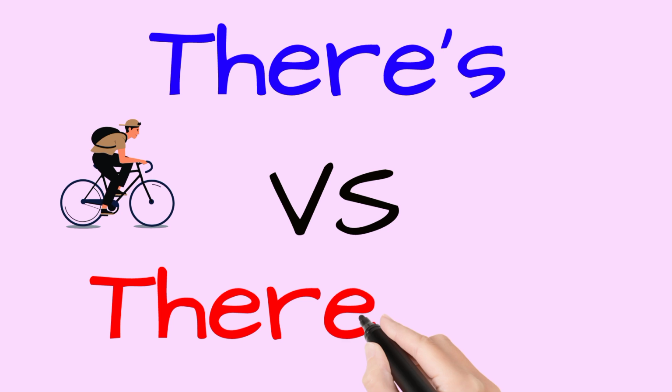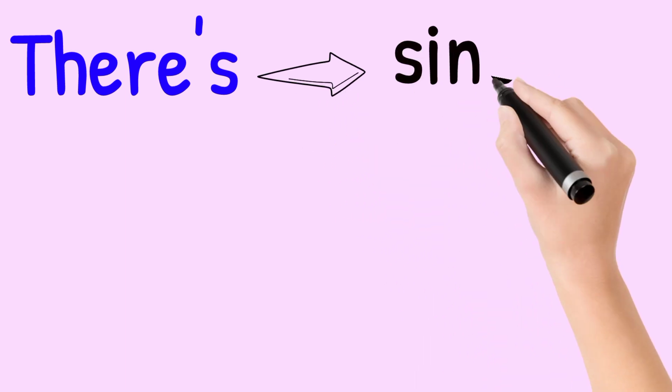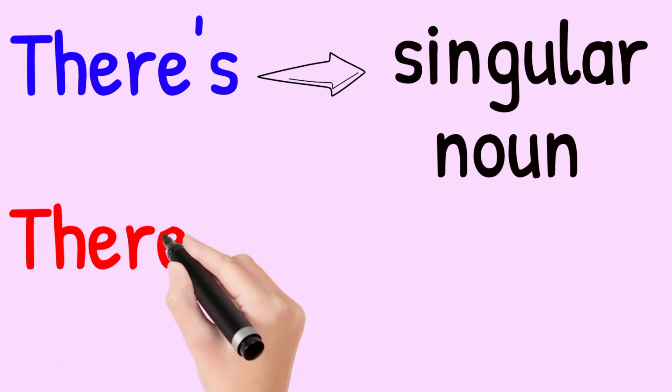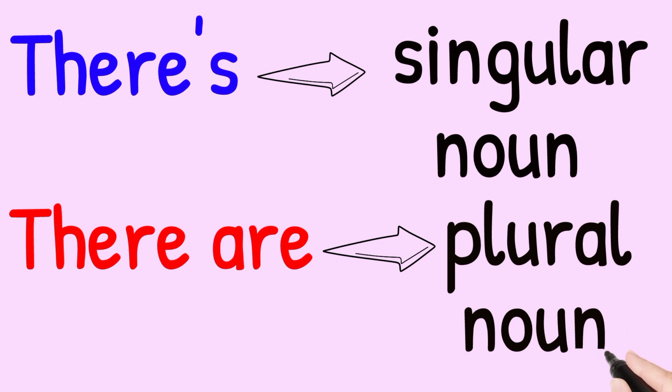Now, let's look at the differences between there's and there are. There's is used for singular noun. Kita guna there's bila benda itu ada satu sahaja. There are is used for plural noun. Kita guna there are bila benda itu ada banyak. Let us look at some examples.